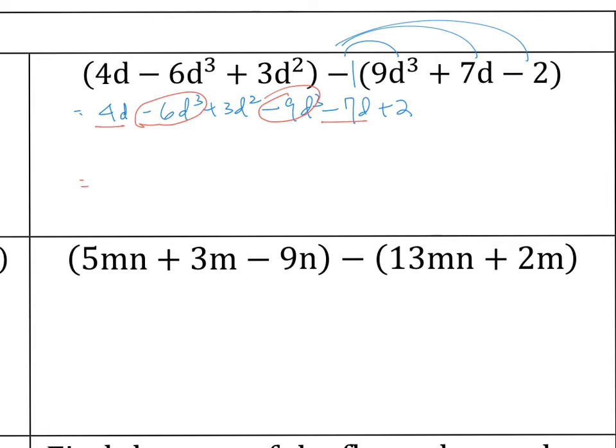So we're going to have to order this from the greatest exponent to the least exponent. So we begin with this one. -6 minus 9 makes -15d cubed, and then plus 3d squared, and then we can take 4 and subtract 7 to get -3d, and then we have 2 left over, plus 2, and this is simplified.